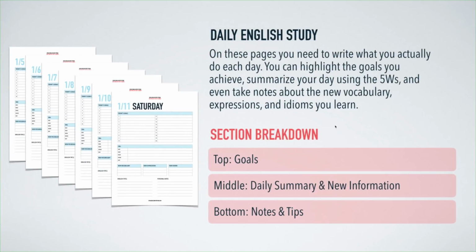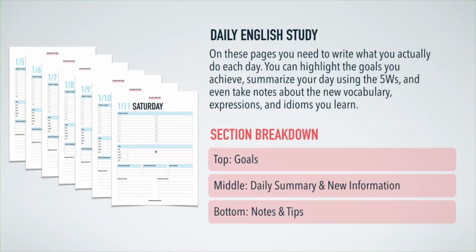Now, after you do that, let me show you what you need to do next. You need to look at your daily English study. On these pages, you need to write what you actually do each day. You can highlight the goals you achieve, summarize your day using the 5 W's. Remember the 5 W's? Everybody remember the lesson we did? Who, what, when, where, and why. And then you can even take notes about the new vocabulary, expressions, and idioms you learn.